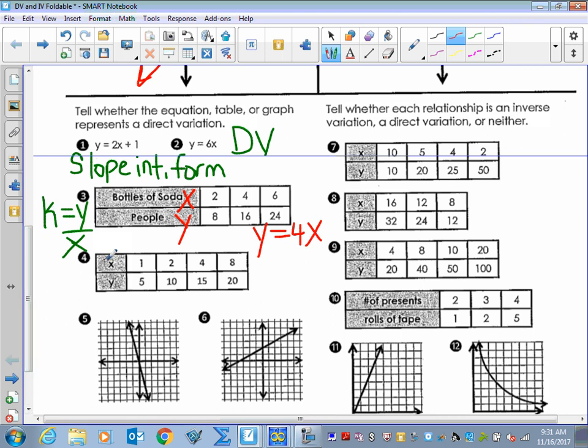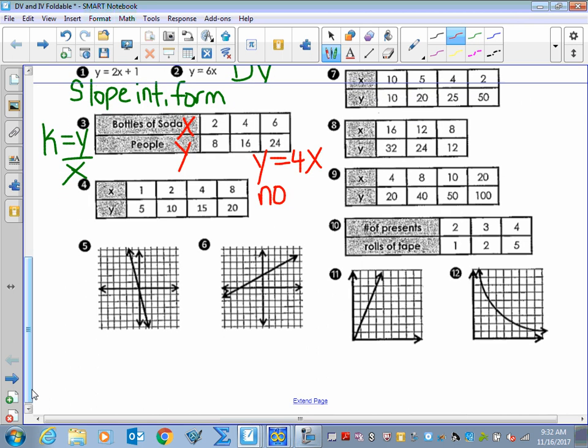All right, let's take a look at number 4. 5 divided by 1 is 5. 10 divided by 2 is what? 5. Is 15 divided by 4 5? No, so this is not direct variation. We recall that direct variation has to pass through 0, 0. This graph is passing through the origin, so yes, this is direct variation. Number 6 is not passing through the origin, so that is not direct variation. All right, so that's just recalling what we already know.